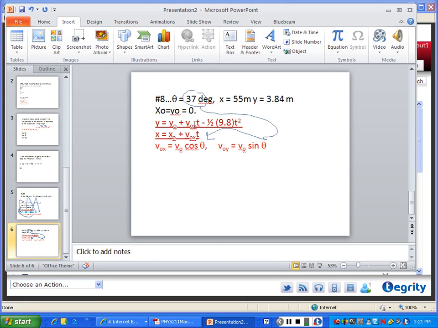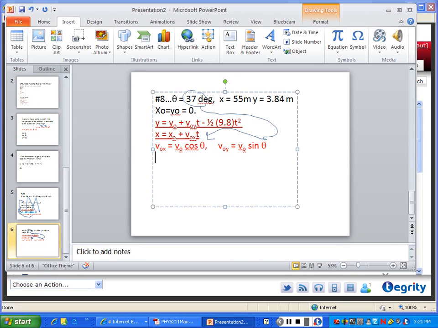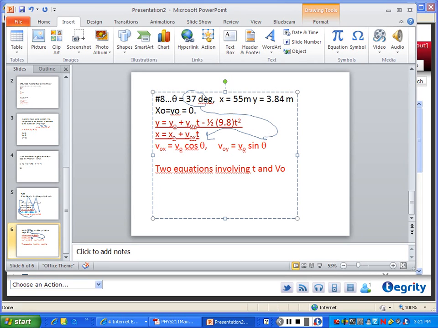Then plug those into the previous two equations with the values of x and y given, and you're going to end up with two equations that have two unknowns. You're going to end up with two equations involving t and v0. So solve by substitution.